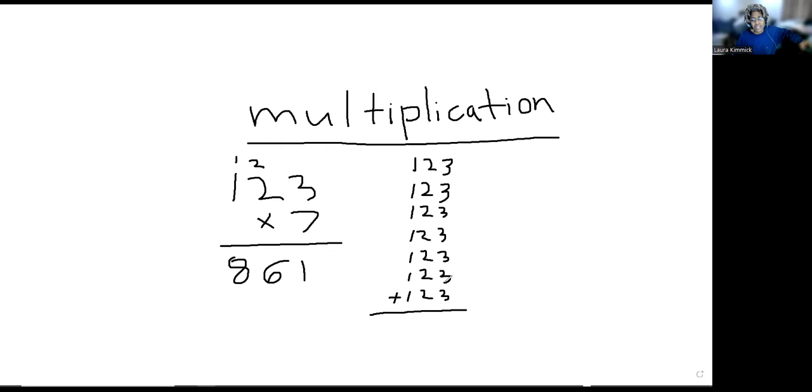Okay, 3 times 7. That's 21, carry 2. 2 times 7 is 14, plus 2... So 2 times 8 is 16. Carry 1, 7 times. So yep, 861. So it's 123 times 7.